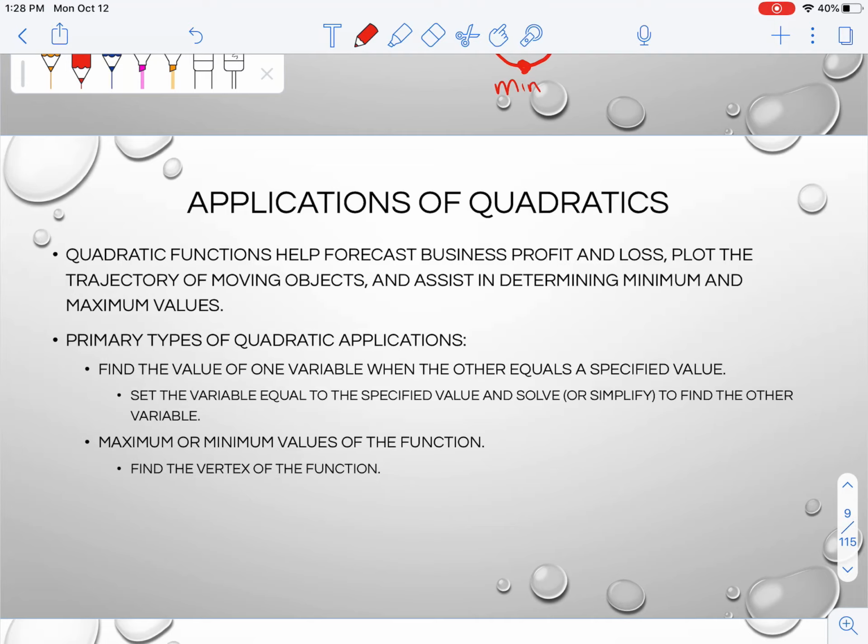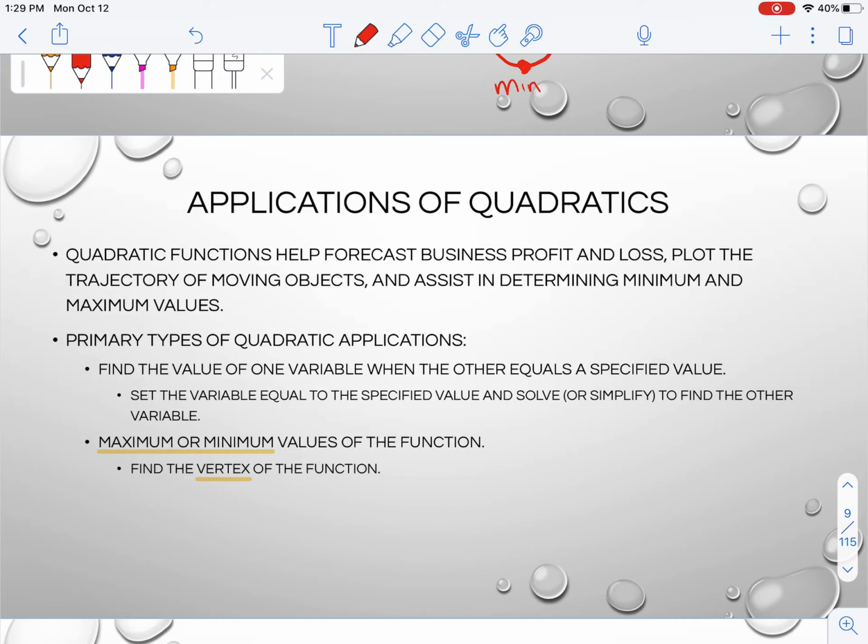Right? If you're asked to find a max or a min, as soon as you see max or min, that should be a red strobe light that's saying find the vertex of the function. Okay, not sure how I just made that shape. All right, so max or min, you're going to find the vertex. If you're given x and asked to solve for y, just plug in and solve appropriately.